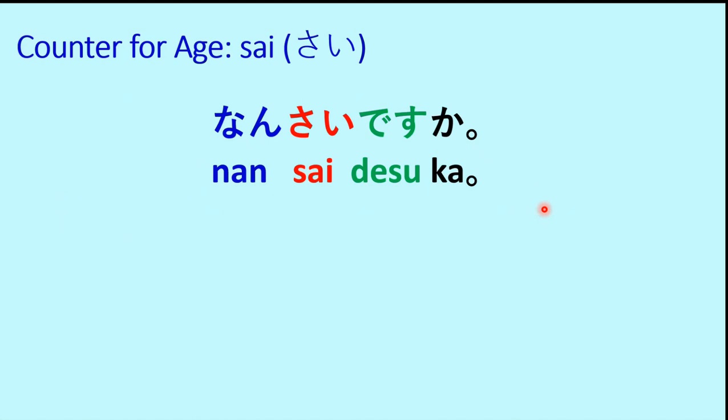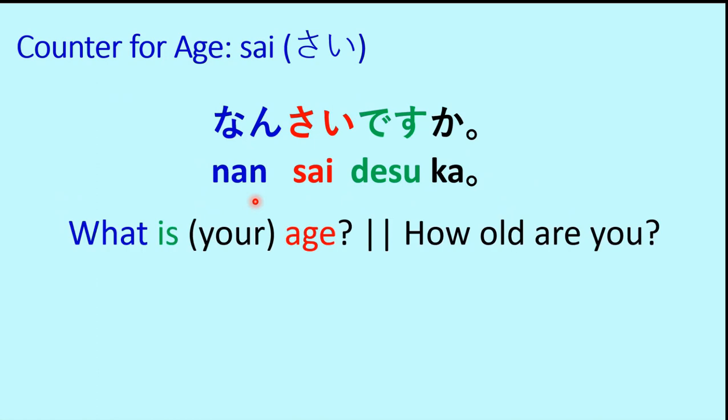Counter for age. Nan sai desu ka? So as you know now that when a sentence is ended with ka, it's an interrogation. It's a question. So nan sai desu ka? Nan means what? Sai is the counter for age. So this is very clear that it asks about the age of a person. So nan sai desu ka means what's your age or how old are you?